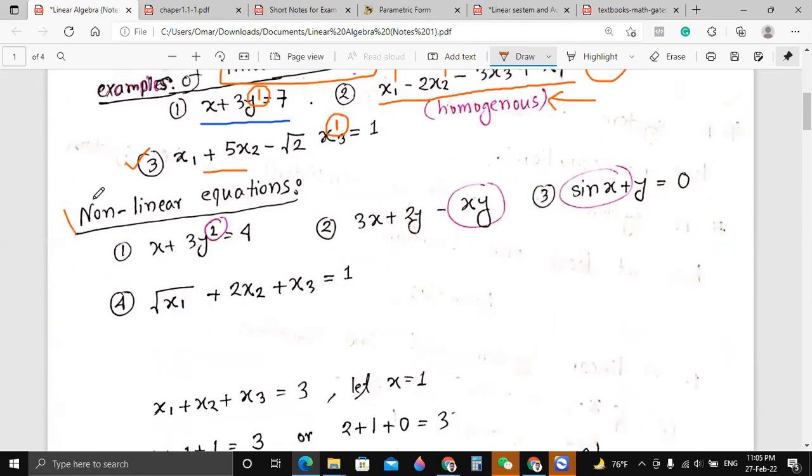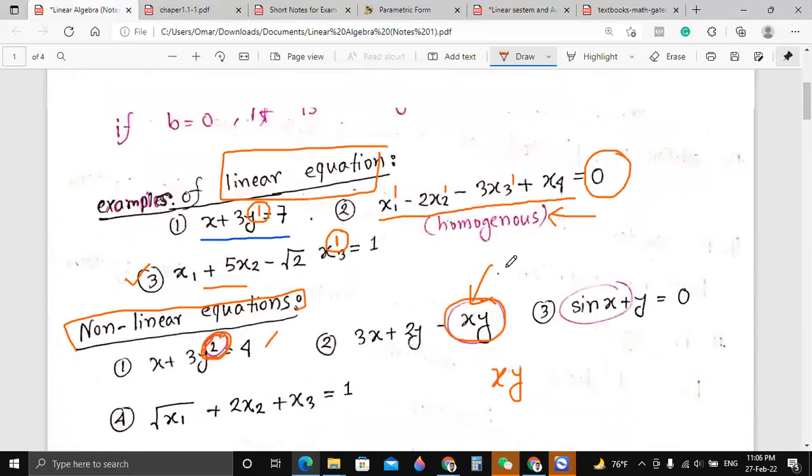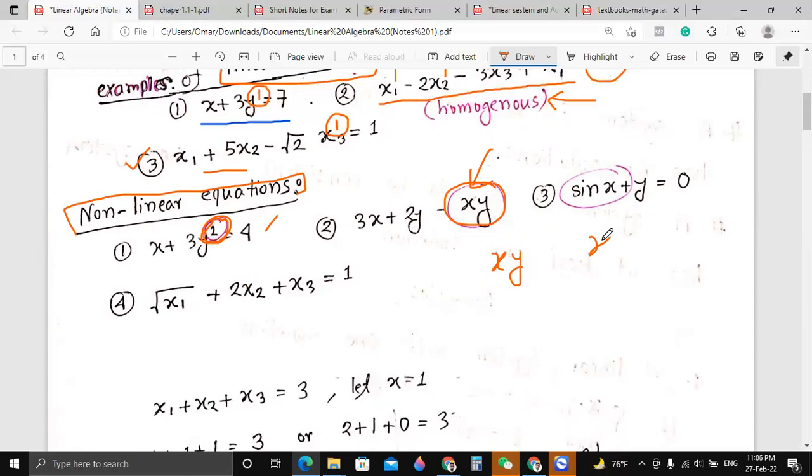But down here we have non-linear equations. For example, we have x plus 3y squared. So here the power of y is 2. So this is a non-linear equation, okay? Here we have xy. So xy is multiplied here, right? So in a linear equation, we cannot write something like x by y or xy, okay? We cannot write it this way. So if we get something like xy or x by y, this type of equation will be a non-linear equation, okay?